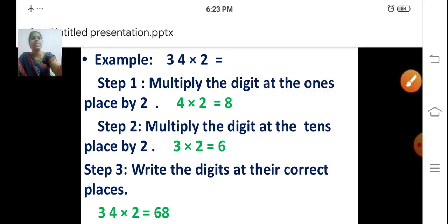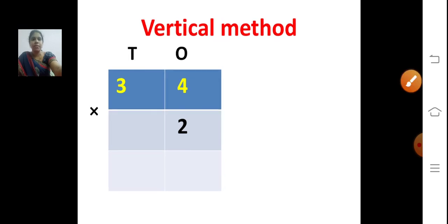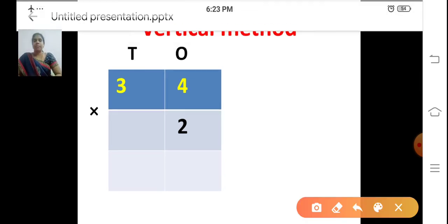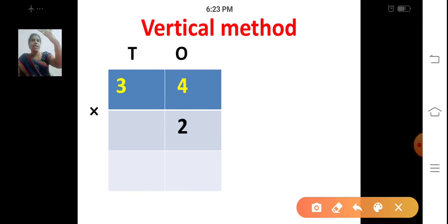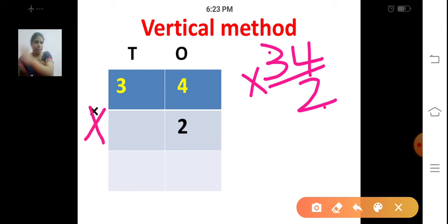Now we'll see the vertical method of multiplication. Now this is the vertical method of multiplication. Same. First what do you have to do? You have to write the number one below the other. So now I am going to multiply 34 into 2. How will you write? First write the numbers. We are going to write the numbers one below the other. First write this number 34 and below that this number. So write the multiplication symbol beside this, then we'll multiply this.